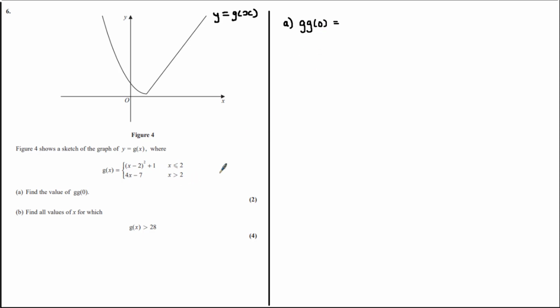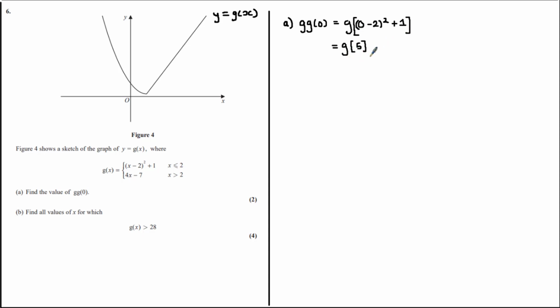Now, as x equal to 0 is less than 2, this is a subfunction that we need to substitute x is equal to 0 into: (x minus 2) all squared plus 1. Okay, so g of g of 0 is equal to g of (0 minus 2) all squared plus 1. And calculating the value inside of the square brackets, we get that g of g of 0 is equal to g of 5.